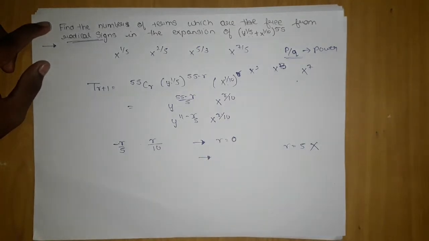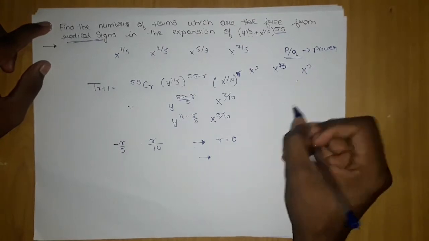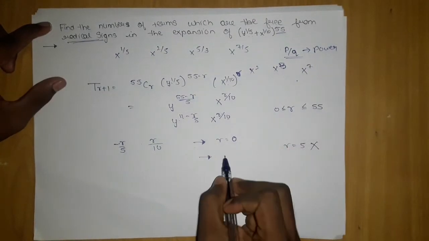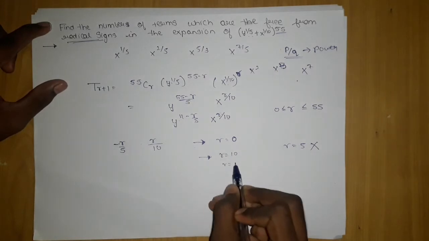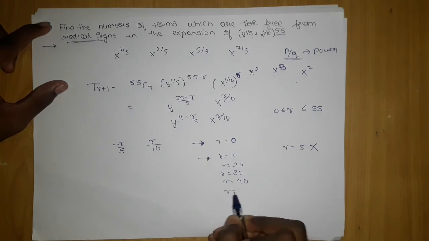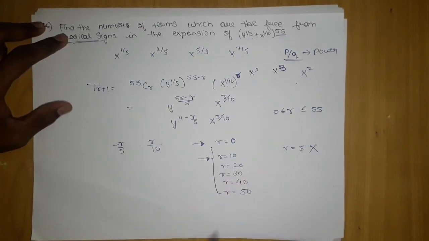And what is the limit till which I have to check multiples of 10? 55, because r can only be between 0 and 55, we are not allowed beyond the 55th power. So we will take r equals 10, r equals 20, r equals 30, r equals 40, r equals 50. So we got these r values that will satisfy the condition.